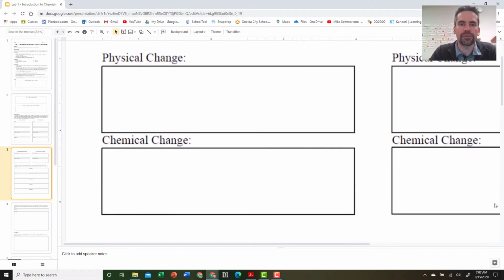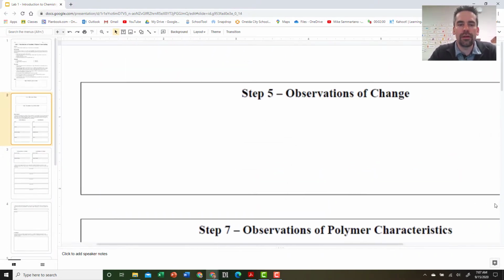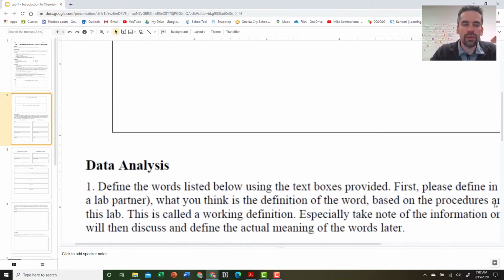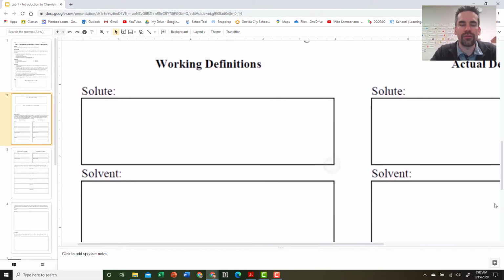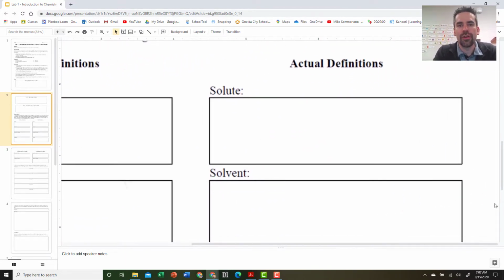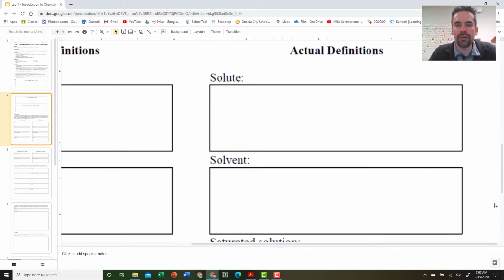Right here, physical and chemical change. All right, and so I'm going to go over what the actual definitions are and show you how you could have used some context clues to figure out some of this stuff.